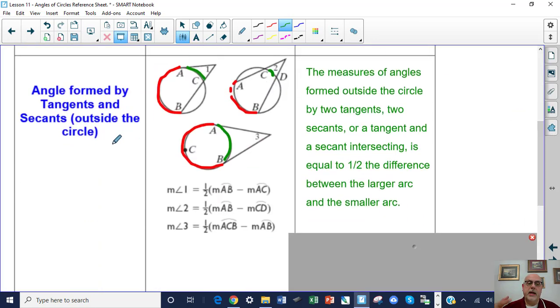These are all in the same category. The angles are formed outside the circle. Tangent and a secant drawn from the same external point. Two secants drawn from the same external point, or two tangents drawn from the same external point. The rule is the same. Large arc minus small, divide by 2.